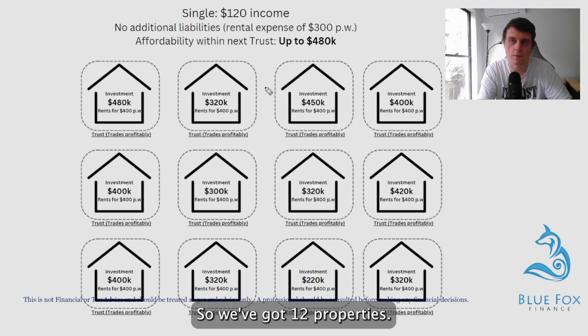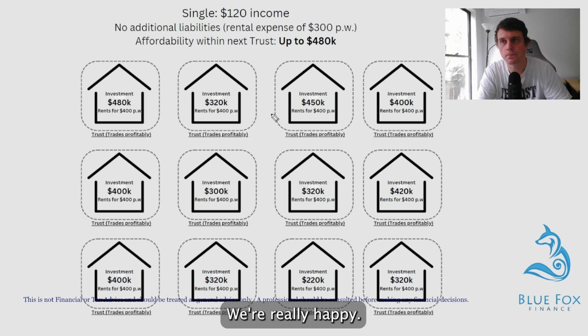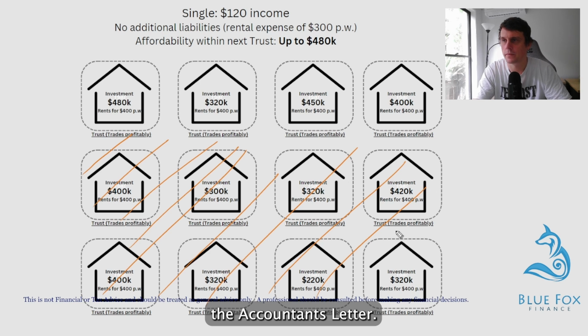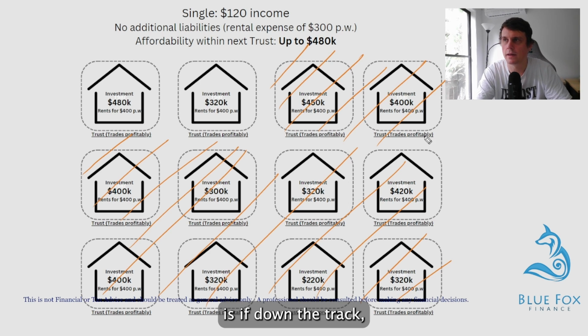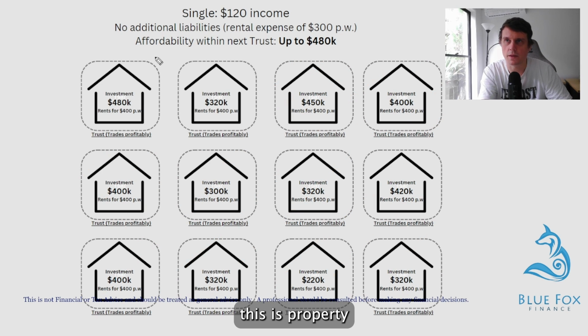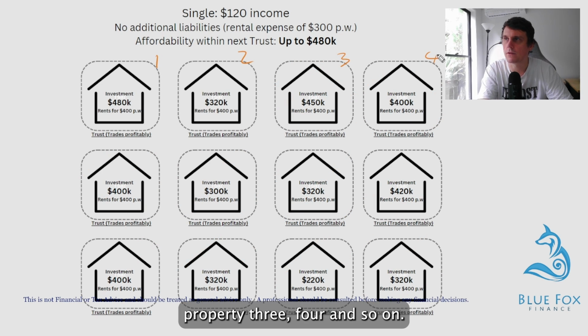So we've got 12 properties, everything's trading awesomely, we're really happy, and we can keep buying, but that's only whilst these trusts trade profitably. So if we go to the bank and we want to do any sort of home loan, whether it's a refinance or a purchase, we can ignore all of these trusts by giving them that accountant's letter. However, what can happen is if down the track these two here stop trading profitably, and that can be from a loss of rent. This is property 1, property 2, property 3, 4, and so on.